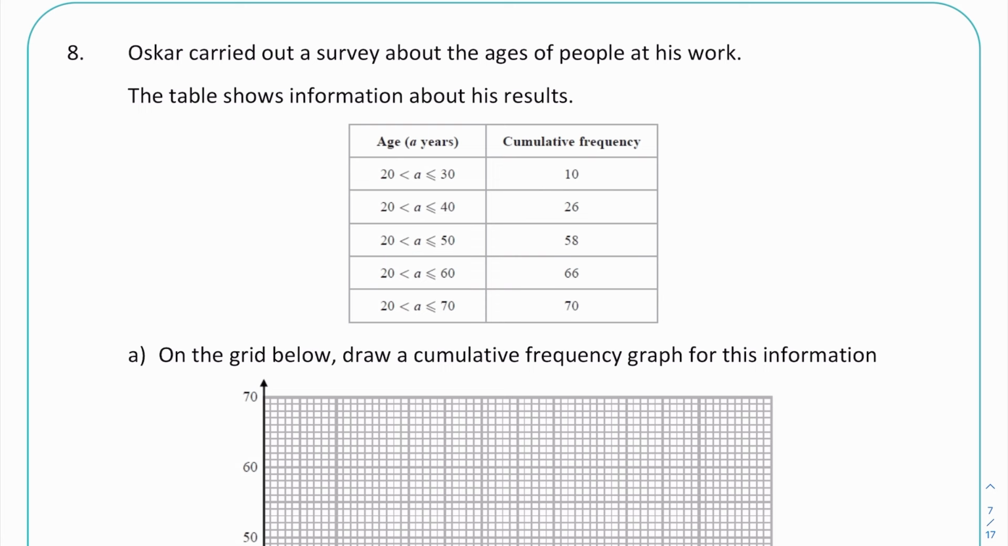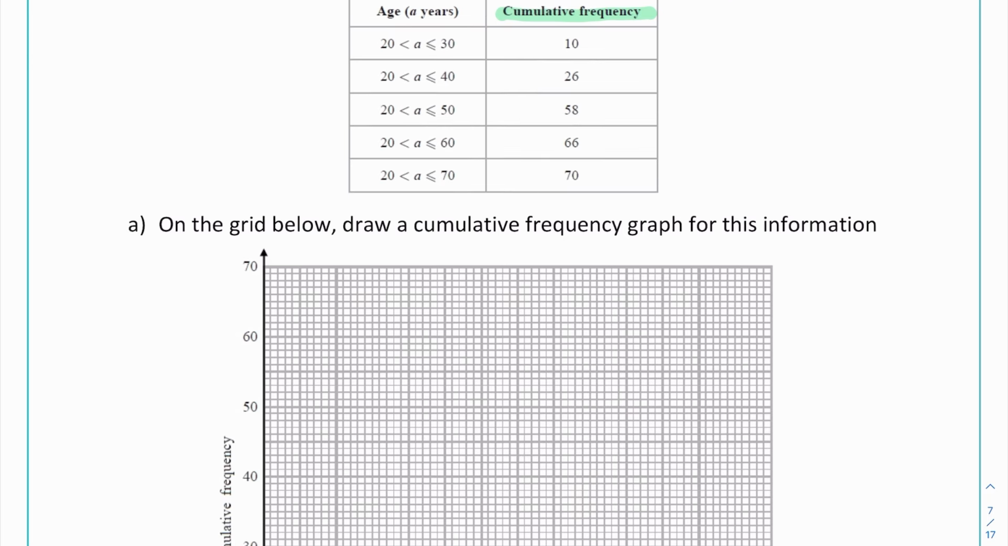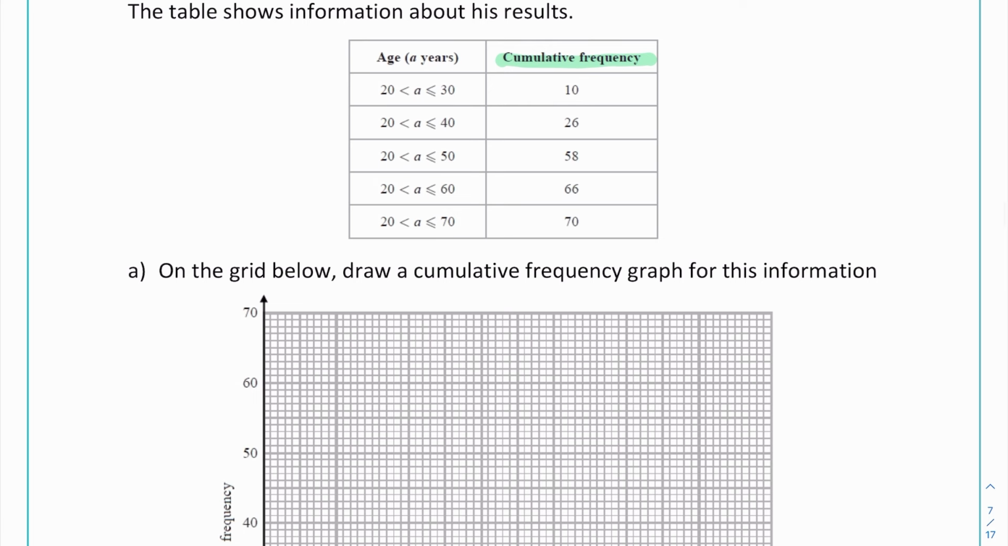So Oscar carried out a survey about the ages of people at his work, and the table shows information about his results. As soon as we spot there that it says cumulative frequency, that's good because it means that we don't have to add the numbers up ourselves. But have a look, because if it does just say frequency there, you're going to have to get the cumulative frequency yourself. But that's quite nice because that just means we need to plot it. It does say on the grid, draw a cumulative frequency graph.